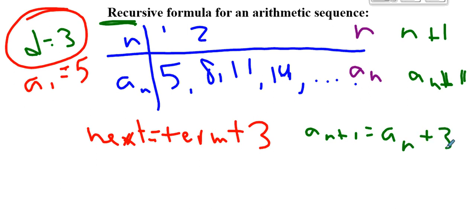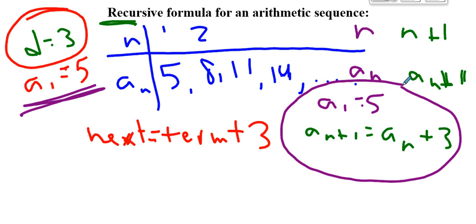Now, you may be saying to yourself, well, wait, we have this difference, but that could be any sequence. We do need to include the fact that the first term is somewhere. Usually we say it's the first term, so when we talk about a recursive formula, there are two parts to it. In this case, a sub 1 equals 5, and a sub n plus 1 equals a sub n plus 3. That tells us the constant difference as well as what the first term is.